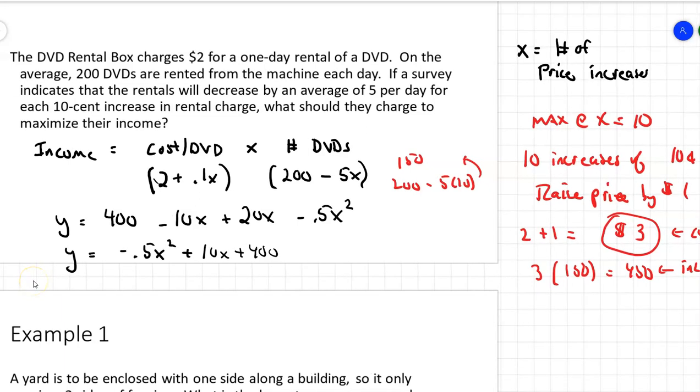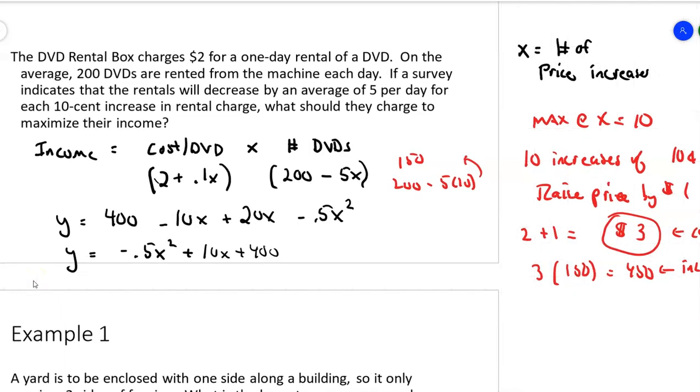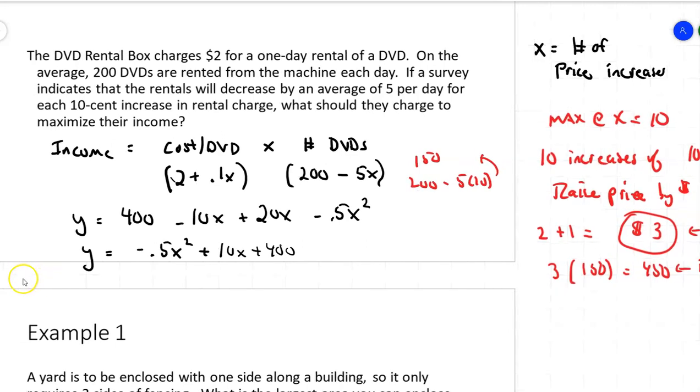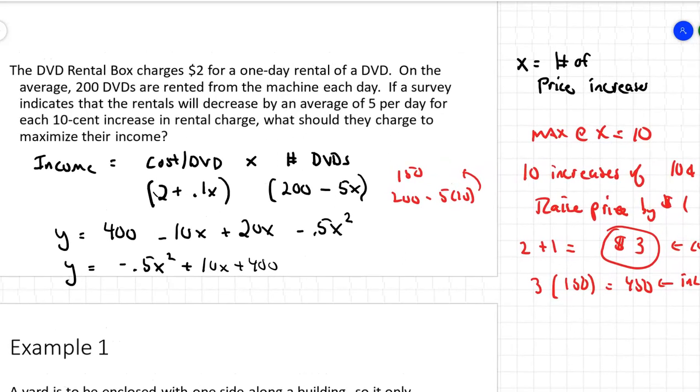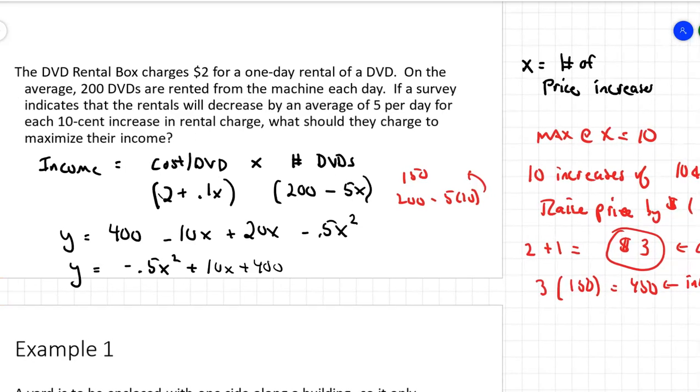Okay? You don't always want to maximize things, right? If you're trying to find the cost of something and you're trying to manufacture an item, you would not want the highest cost to manufacture it. You would try to keep the costs as low as possible. Right? So in this case, we're trying to maximize. Other times, we're trying to minimize.